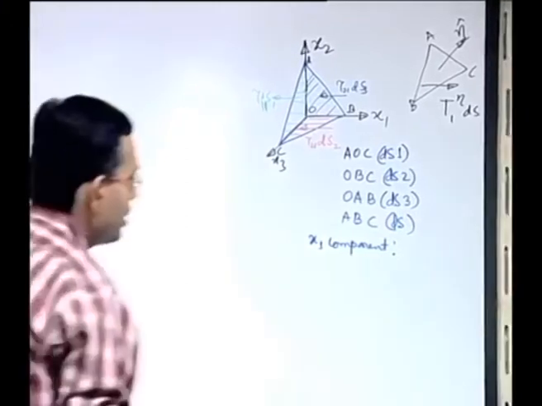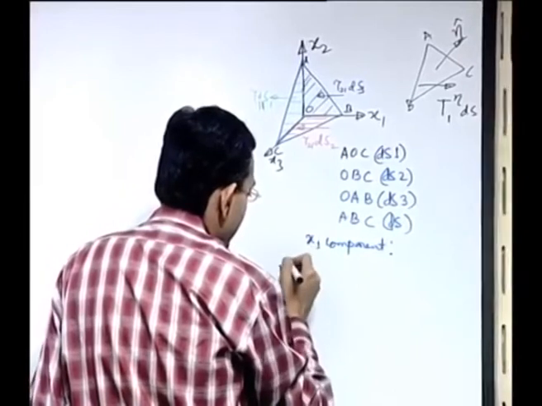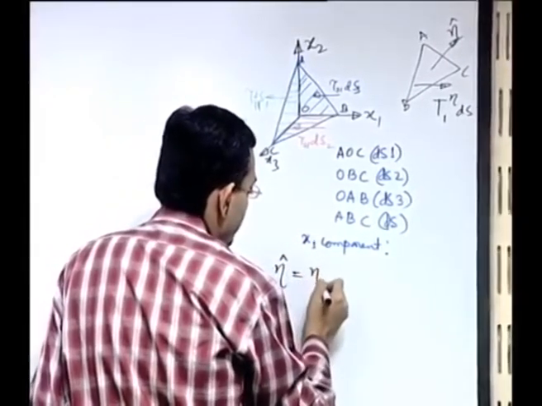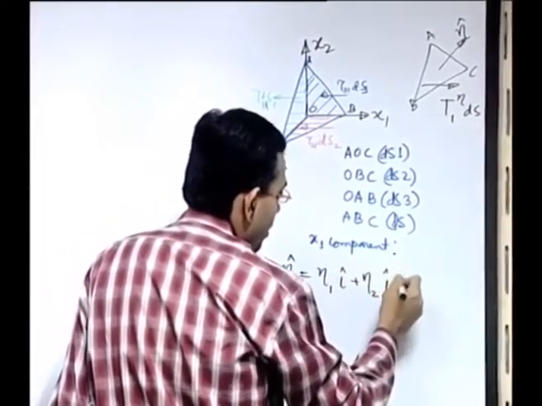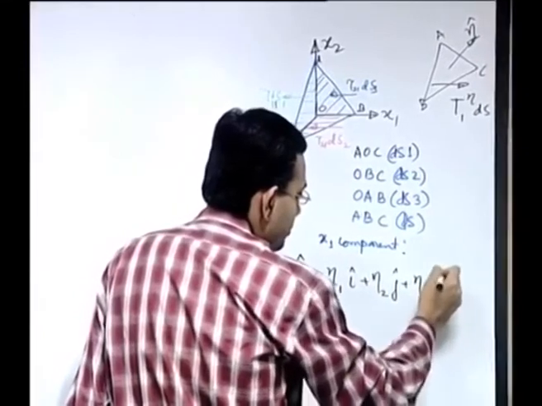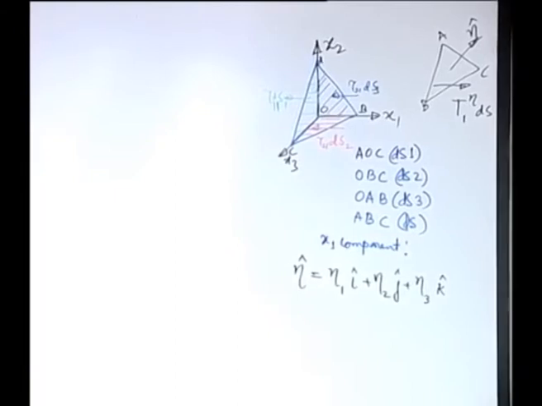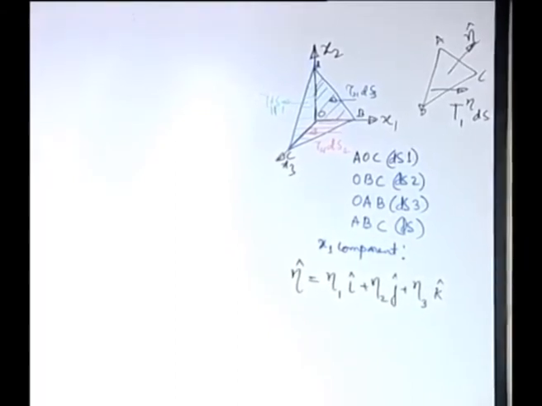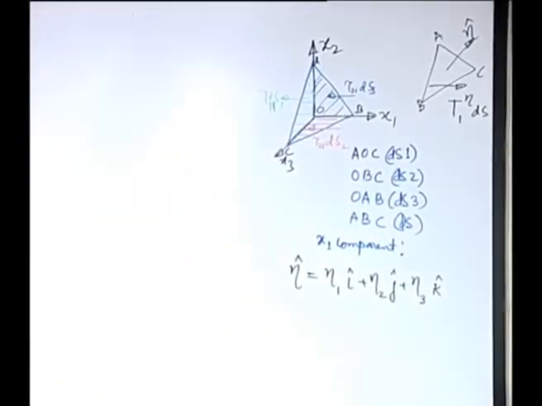And eta, let us write this as eta 1 i cap plus eta 2 j cap plus eta 3 k cap, where eta 1, eta 2, eta 3 are the direction cosines of the unit vector eta. So, basically the components along x, y and z.